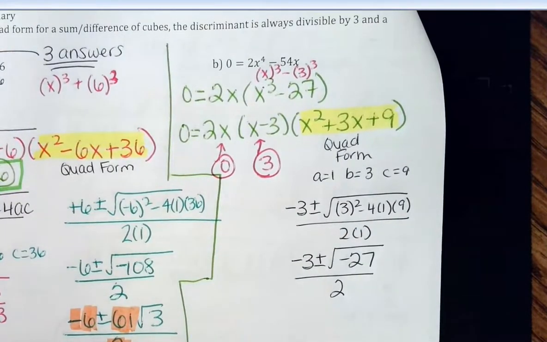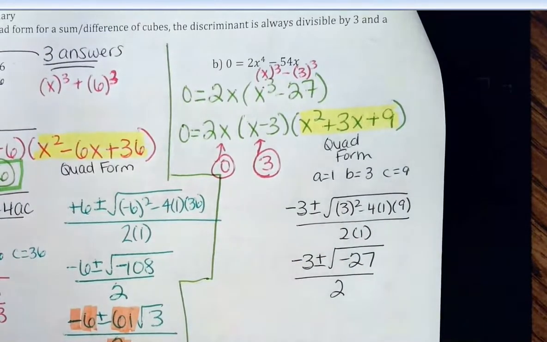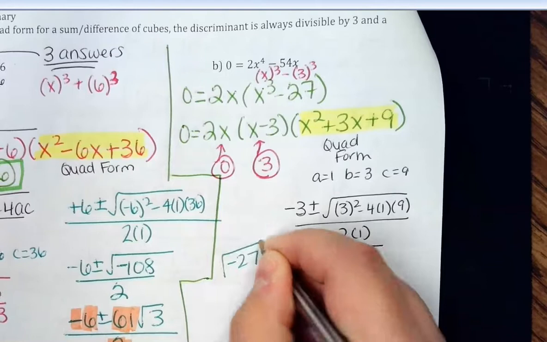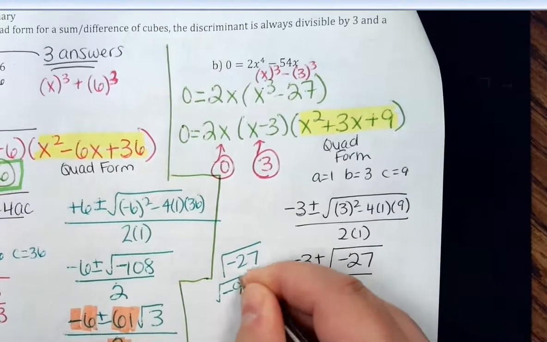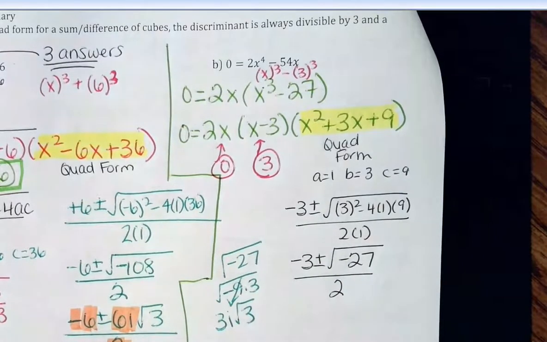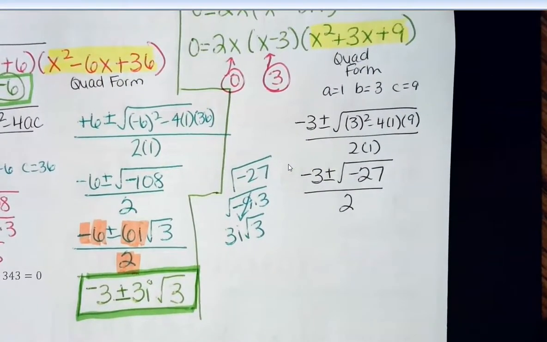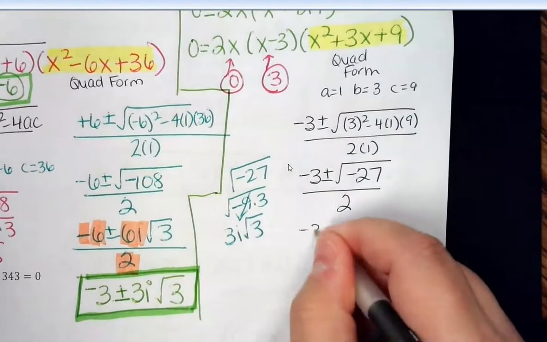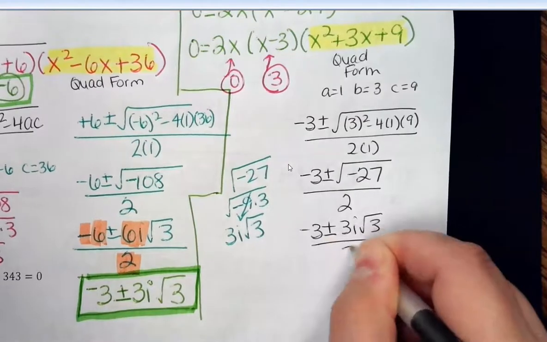So if we're going to break down that negative 27, or the square root there, use a factor tree if you want, but it's negative 9 times 3. So it's going to be 3i radical 3 when I simplify that. That's what I'm going to sub in for that negative 27 under the square root. Okay, so negative 3 plus or minus 3i radical 3, everybody over 2.